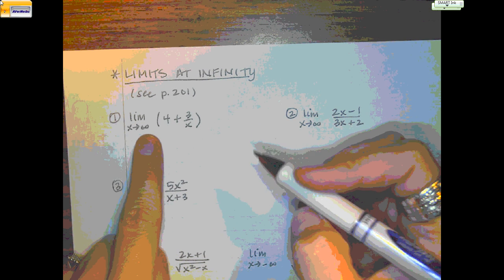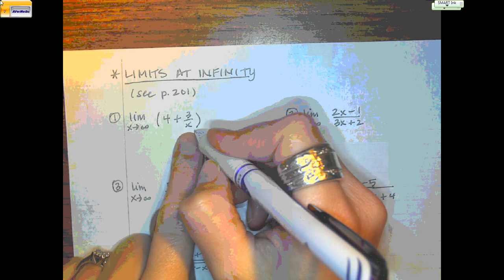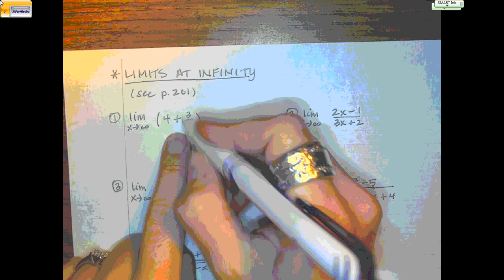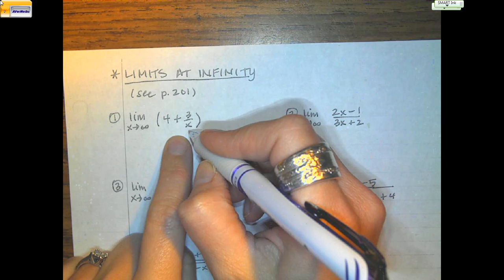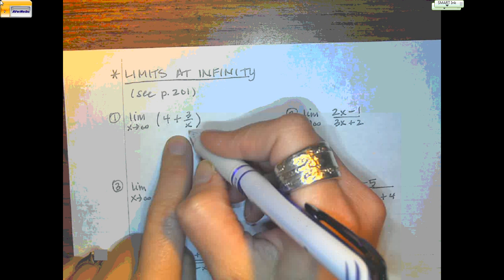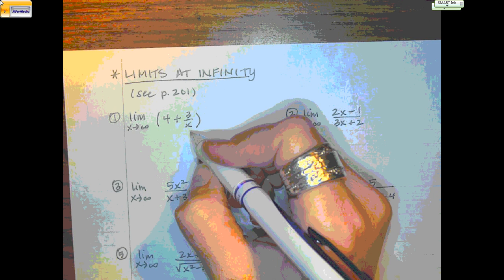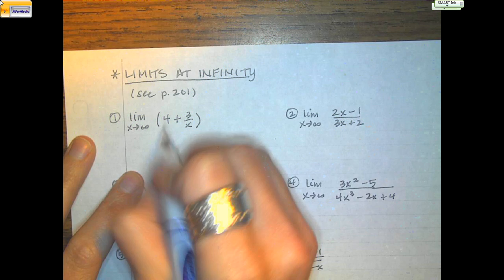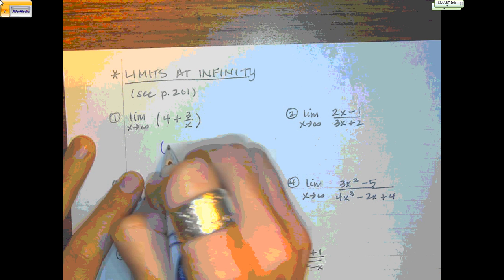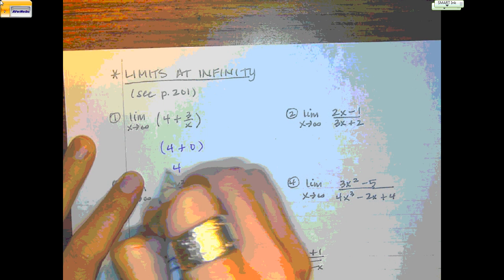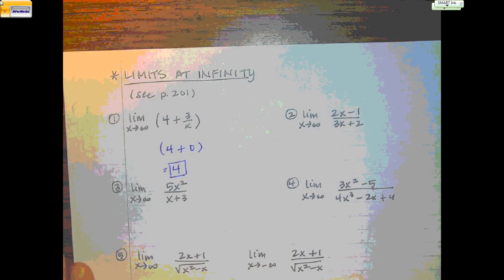Infinity, I'm thinking gigantic numbers, right? If we have 3 over a gigantic number, what kind of fraction is that going to make? What's happening with that fraction? It's getting tinier and tinier and tinier. It's getting closer and closer to 0. So I really have here a 4 plus a 0, so the limit is approaching 4.